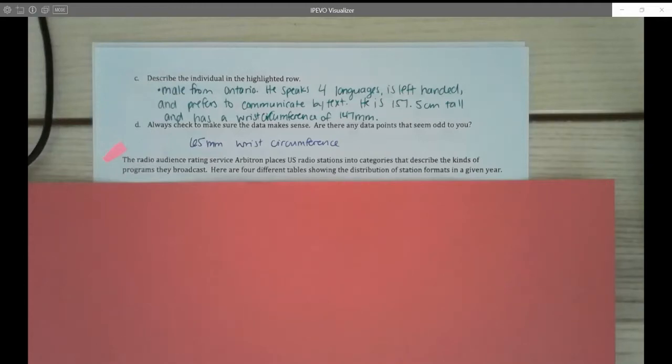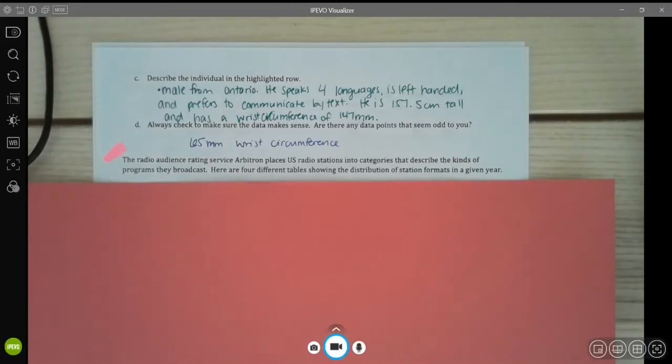Just a quick reminder before we begin: put the date on the top of this question here, right before it says the radio audience. Where I have it highlighted is where I suggest you do that, just again to keep yourself organized. We're going to do a lot of notes this year, so I think it helps.